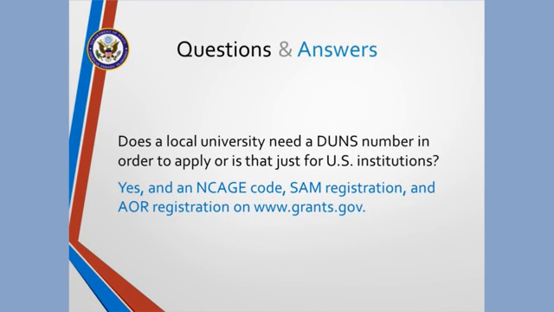This one's interesting. So, does a local university need a DUNS number in order to apply, or is that just for U.S. institutions, Mo? Yes, and an NCAGE code and a SAM registration are also required, which are available via Grants.gov to start that application process, as we discussed at the beginning of this presentation.